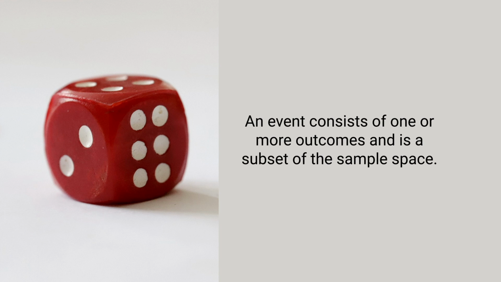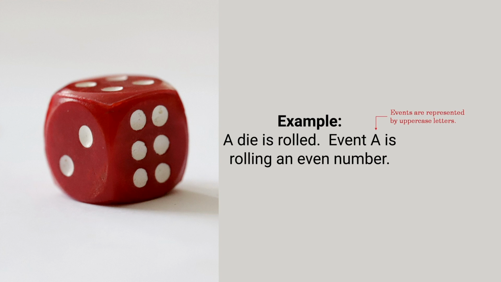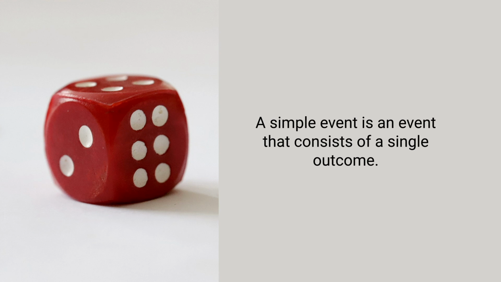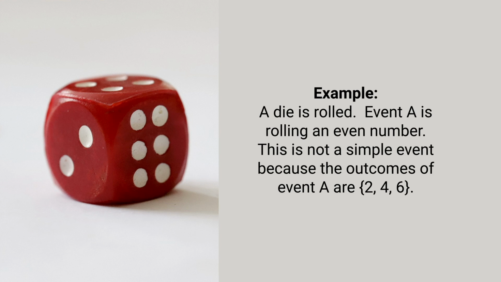An event consists of one or more outcomes and is a subset of the sample space. For example, a die is rolled, and event A is rolling an even number. A simple event is an event that consists of a single outcome. Rolling an even number is not a simple event because the outcomes of the event are 2, 4 and 6.